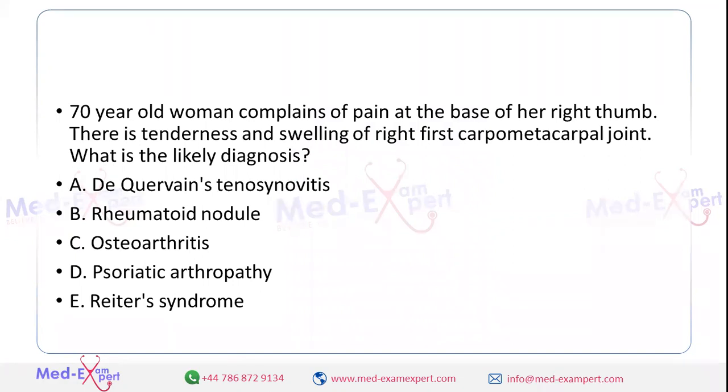This is one of the simple questions. A 70-year-old woman complains of pain at the base of the right thumb. There is tenderness and swelling of the right first carpometacarpal joint. What is the likely diagnosis? Anybody has any idea what it is?